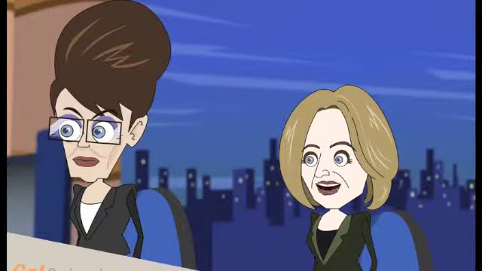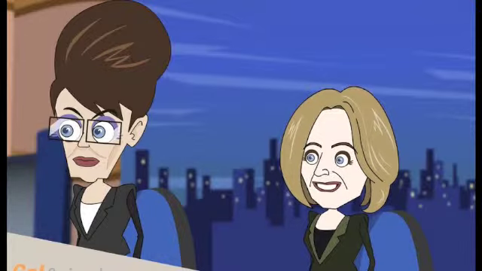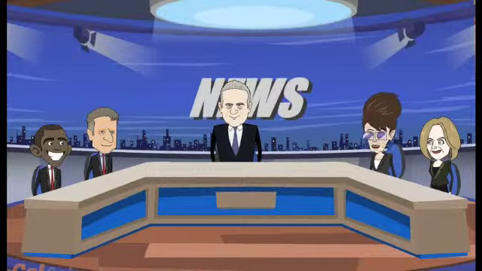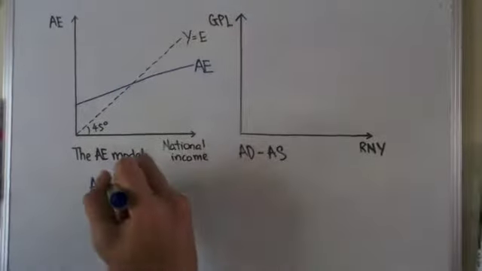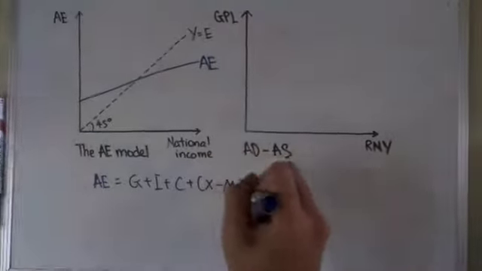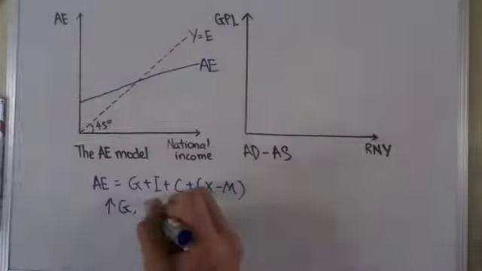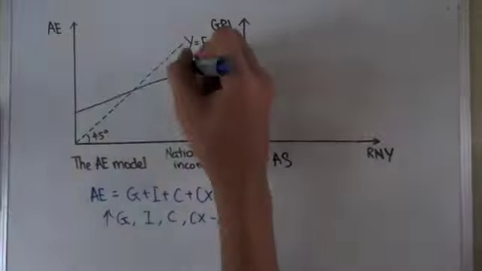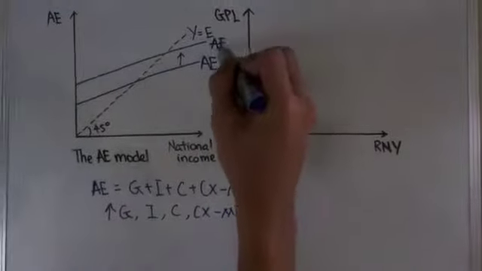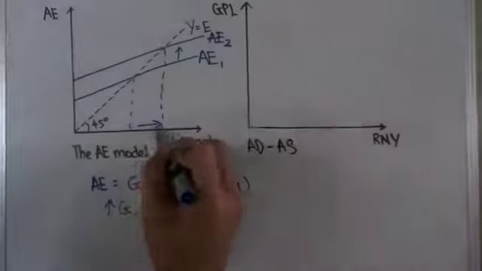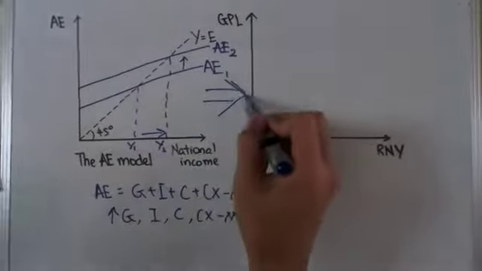Wow, don't we all feel enlightened? But what does this have to do with the multiplier? Okay, let's first refer to the graphs to understand this. First, the AE model, also known as the aggregate expenditure graph, comprises government spending, investments, consumption and net exports. Let's assume that there is an increase in consumption in the economy. This will cause AE to increase, shifting the curve upwards.